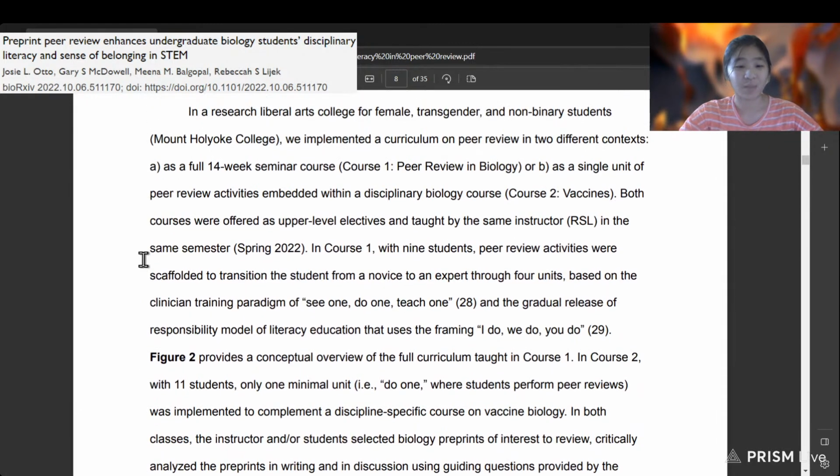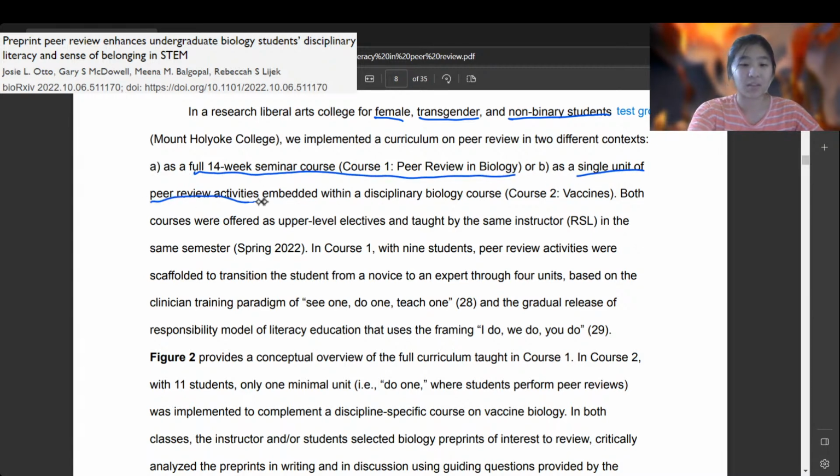Okay, so that was a whole bunch of information just right there. So it looks like their audience or their study group were female, transgender, and non-binary students, and that is their test group. And they had 2 different styles of teaching. So they had a full seminar course and a single unit activity. And it was called Course 2 Vaccines.